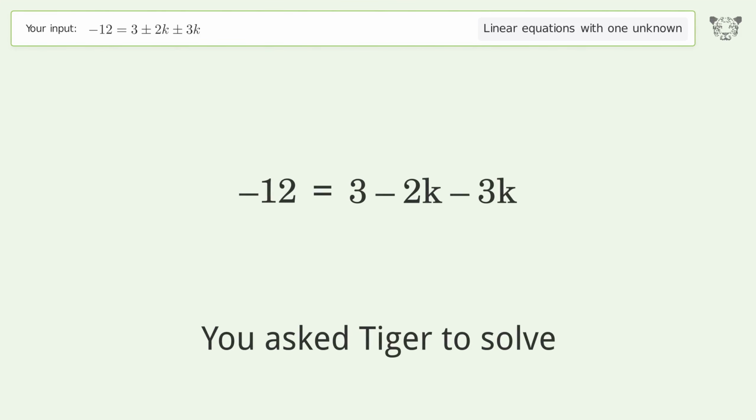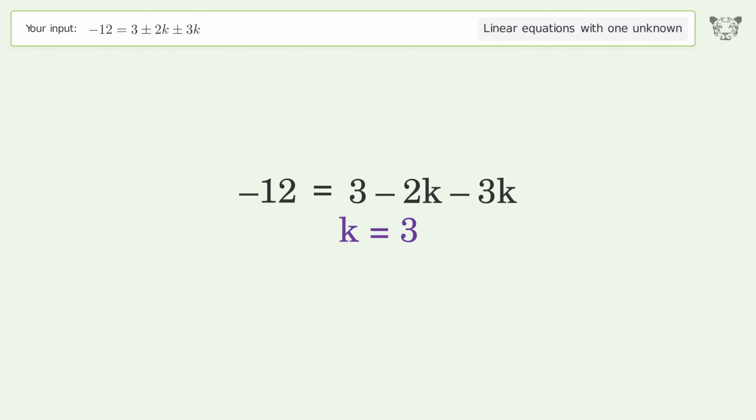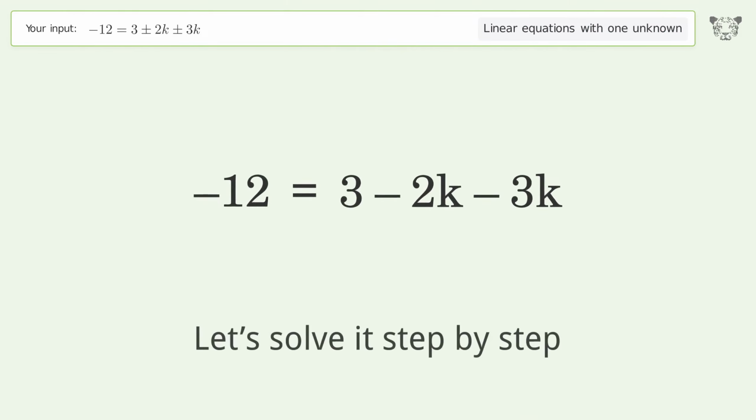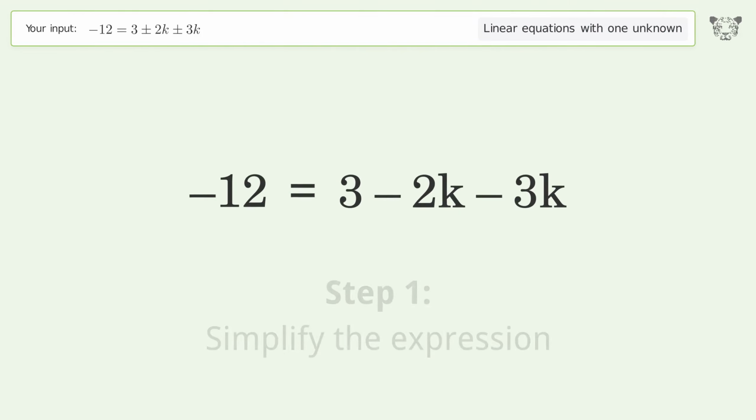You ask Tiger to solve. This deals with linear equations with one unknown. The final result is k equals 3. Let's solve it step by step. Simplify the expression. Group like terms.